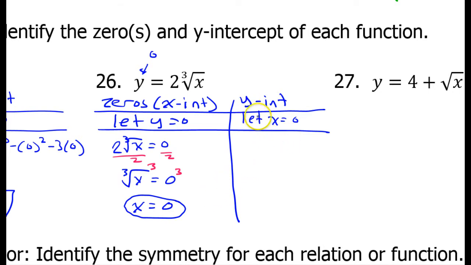Now, for the y-intercept, I let x equal 0. So that means y equals 2 times the cube root of 0. And that is 0. So the y-intercept is 0, 0.